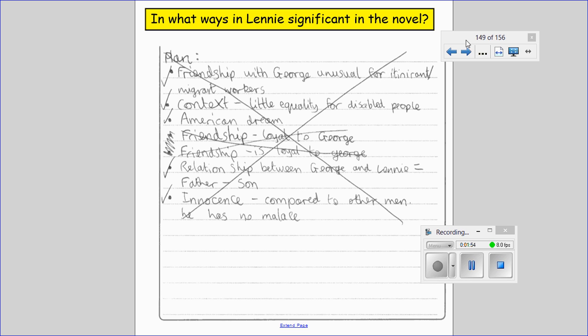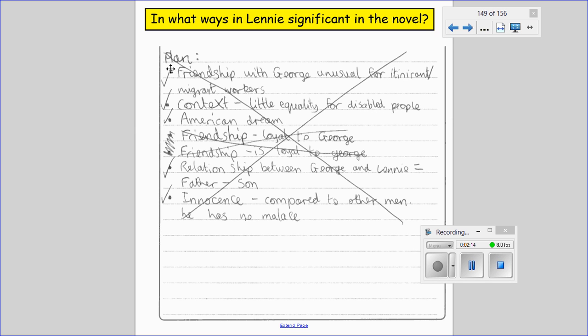This example question says, in what ways is Lenny significant in the novel? And this candidate has done a plan just using bullet points to start with. You can plan with bullet points, you could plan with the paragraphs that you want to include, or you could do a mind map or a spider diagram, whatever works best for you.